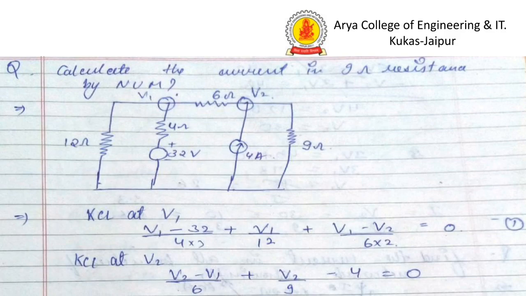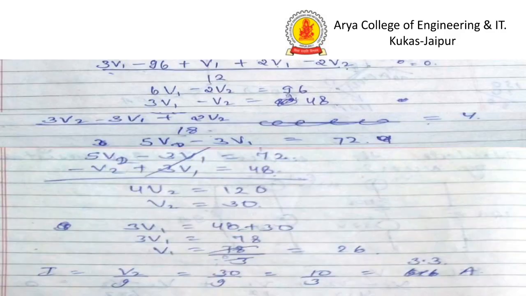Again, in this numerical we identify the current in each branch using the node voltage method. First we identify the number of nodes. There are three nodes. We identify one reference node, and the other node voltages are V1 and V2. Solving the equations for V1 and V2, we get the answer.